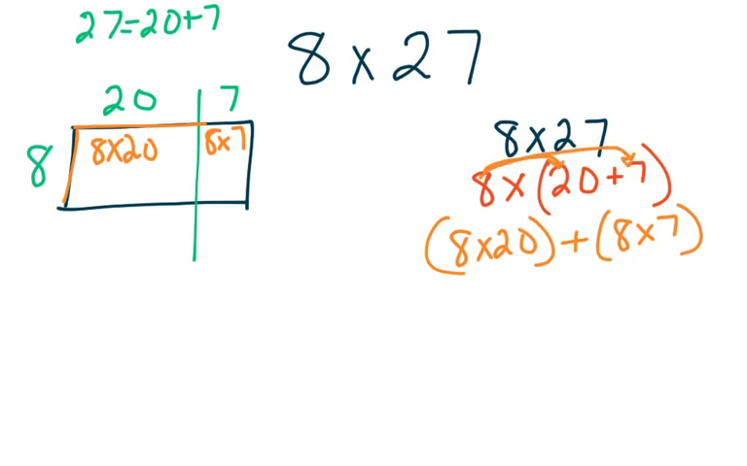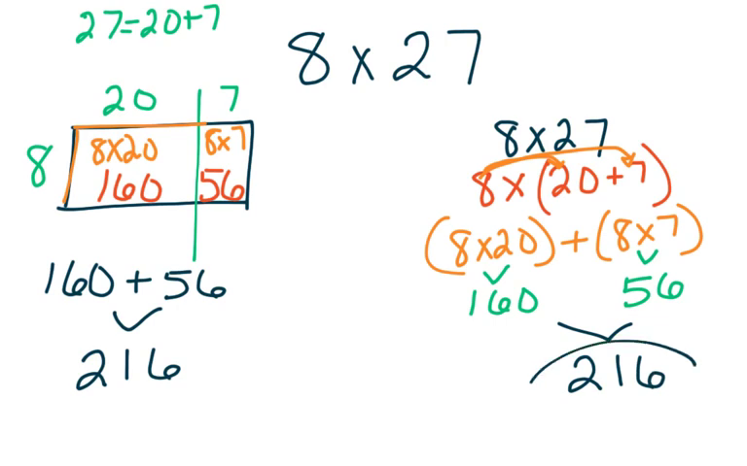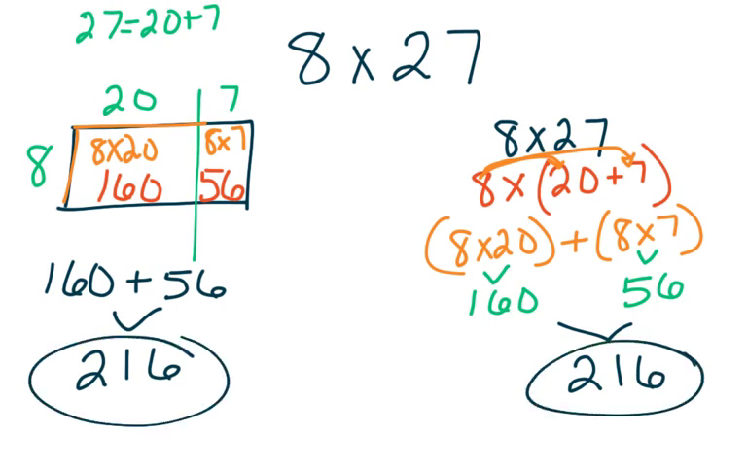Okay. My next step is to find my partial products. 8 times 20 is 160. 8 times 7 is 56. I'm going to do the same thing on this side with my distributive property form. 8 times 20 is 160. 8 times 7 is 56. My last step on both sides is to add 160 plus 56. When I do this, I get 216. And that is my final product.